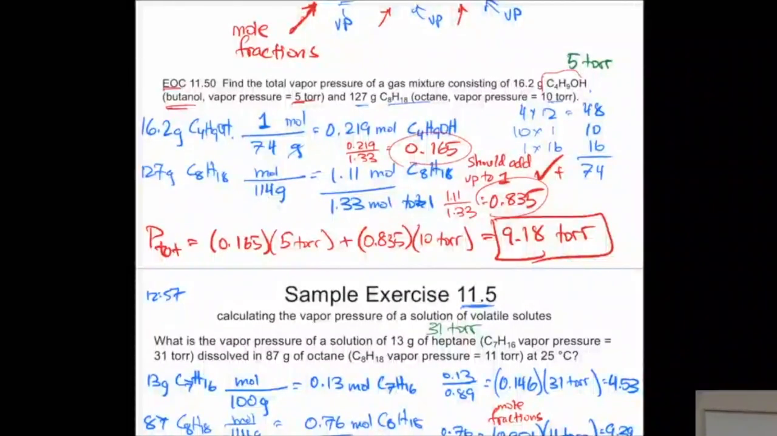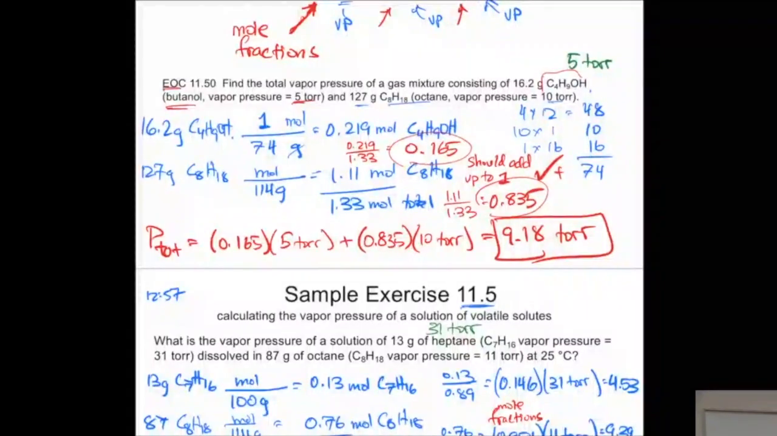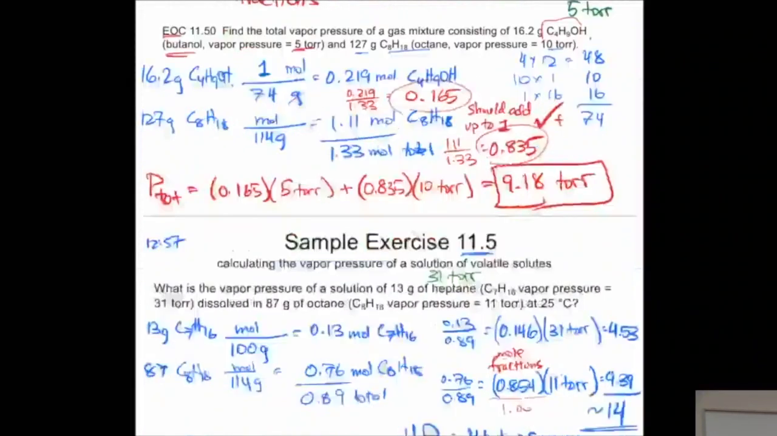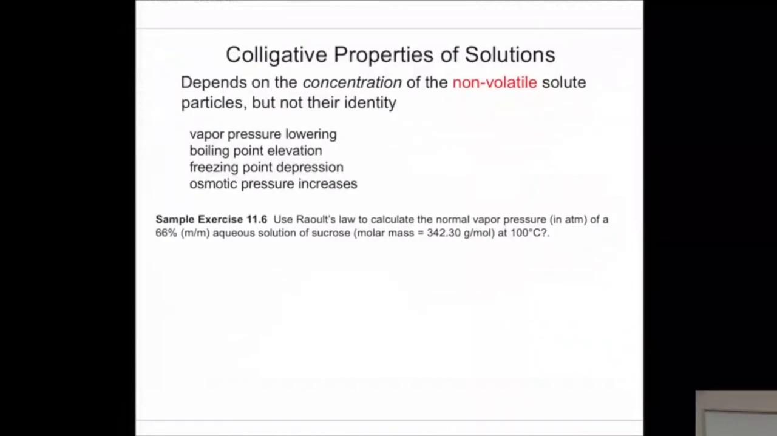Okay, so now let's bring this around to colligative properties. Now we understand what vapor pressure is, we understand what it is in mixtures, we understand how to plug and chug in Raoult's law equation. So before we do that mathematically, let me remind you what colligative properties of solutions are. It's the effect that the non-volatile solute particles have on a volatile solvent.